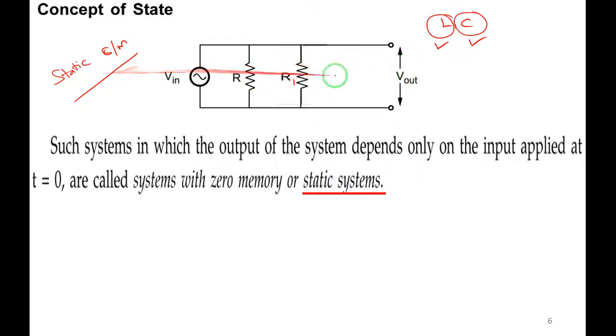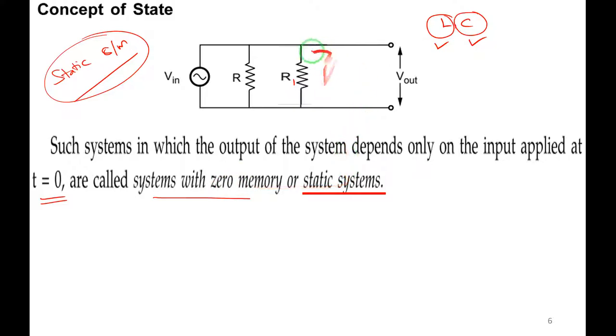So the output depends only on the input. Hence we call this type of system a static system, right? V out depends only on the input here, not on the initial conditions of the system. Such systems we call static systems: the systems in which the output depends only on the input applied at time t equal to 0, the initial time, are called static systems, or systems with zero memory or no memory.